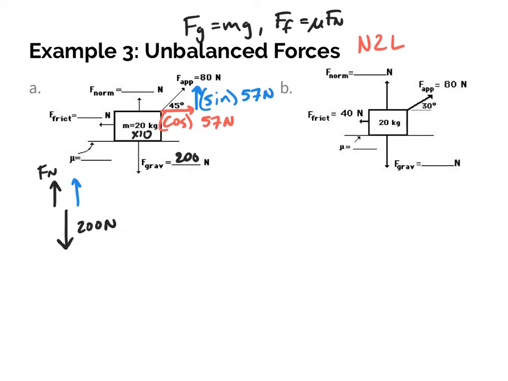I didn't really show the work there, but assuming at this point you're pretty good with finding those components, putting this together, in the upward direction we're going to have my y component of the applied force, which is 57 newtons. I know gravity is 200 newtons, so that means the normal force is going to be equal to the amount that would get me up to 200 newtons. Up and down, those forces should balance out.